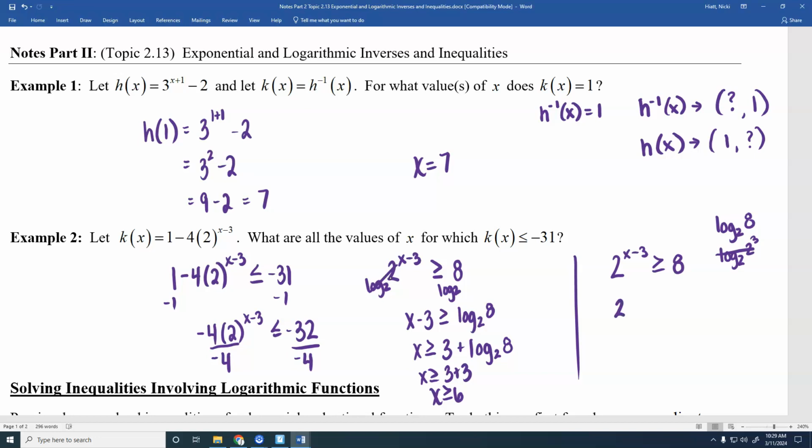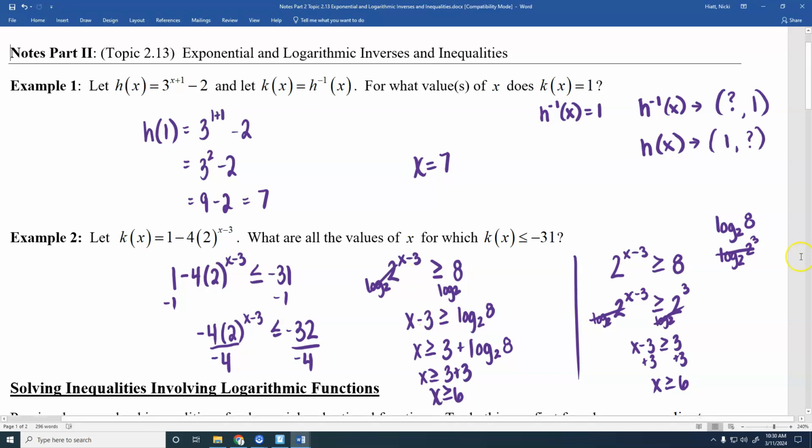But I could write this as 2 to the x minus 3 is greater than or equal to 2 to the 3rd power. And now, because my bases are the same on both sides, like if I do log base 2 of this side, it cancels, and log base 2 of this side, it cancels, I just get x minus 3 is greater than or equal to 3, and then I add 3 right here. So x is greater than or equal to 6 for that. That is only an option because I can rewrite those with the same bases.